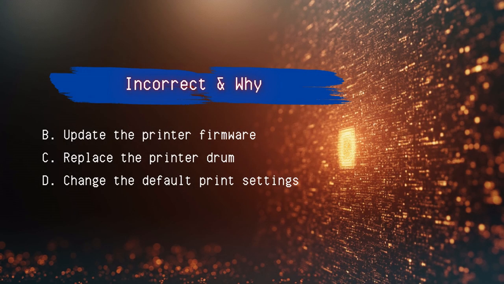Incorrect answers: B. Update the printer firmware. Now, firmware updates could address functionality issues but are unlikely to resolve paper size misconfiguration. C. Replace the printer drum. Now, a drum replacement wouldn't resolve issues related to paper size settings. And D. Change the default print settings. Now, changing default settings might impact all print jobs rather than addressing the specific tray configuration issue.